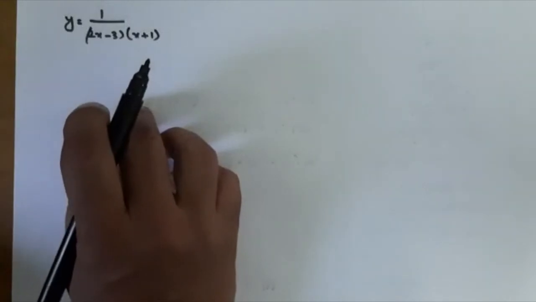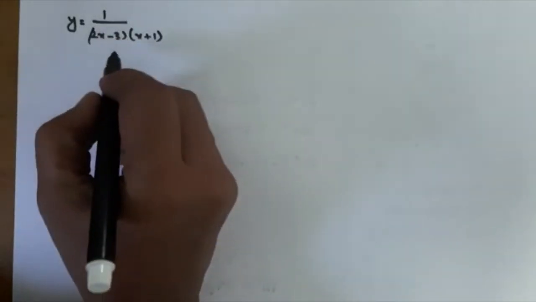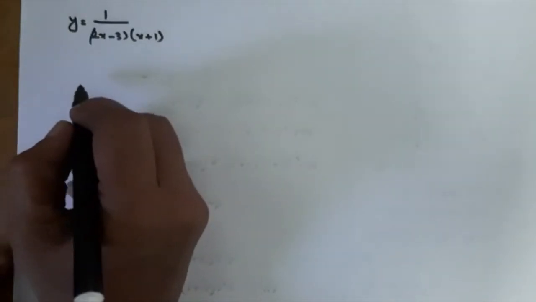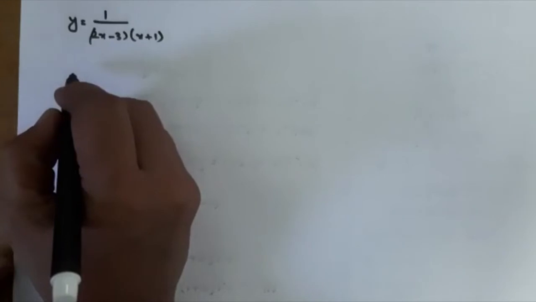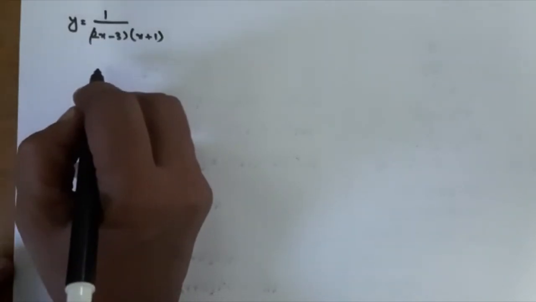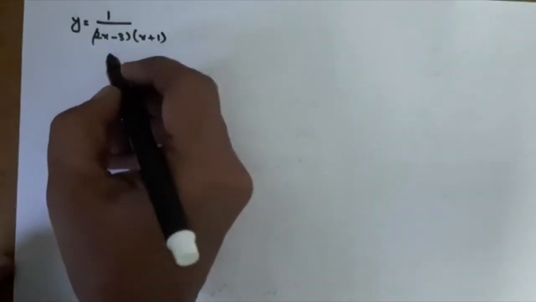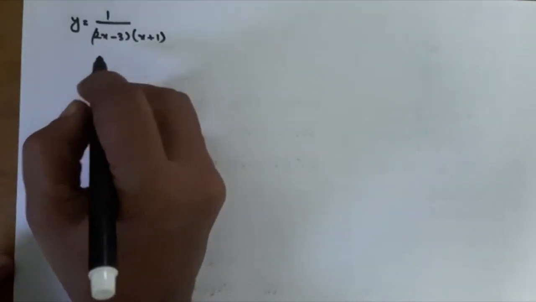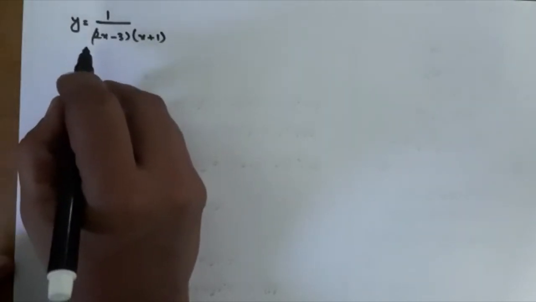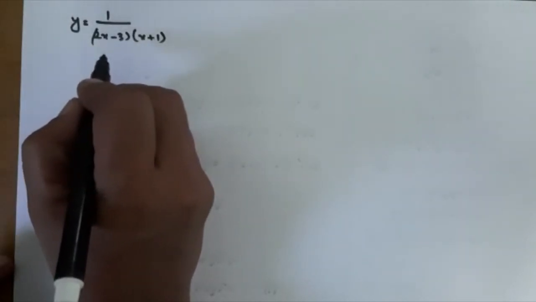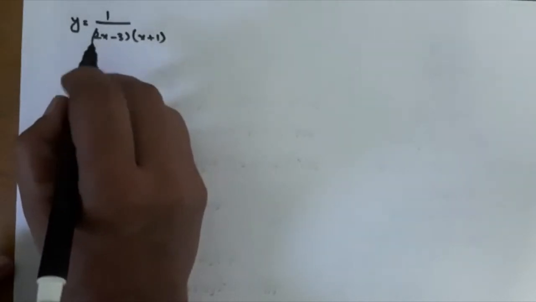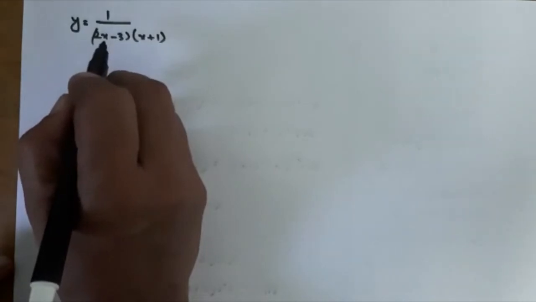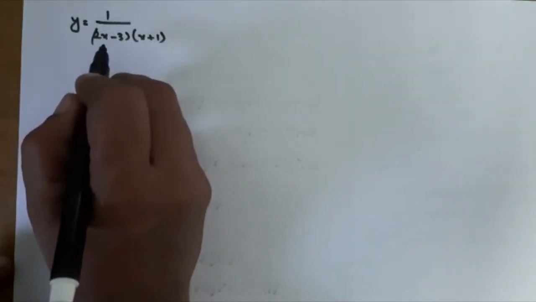Next example, y equal to 1 by (2x minus 3) into (x plus 1). Let us take the domain. Domain means it is the set of values of x for which we get a valid answer. Here, the function is a rational function. Rational function means, I already said, it is of the form p of x by q of x, where q of x is not equal to 0. That means the validity of this rational function depends on the denominator. The denominator should not be 0.